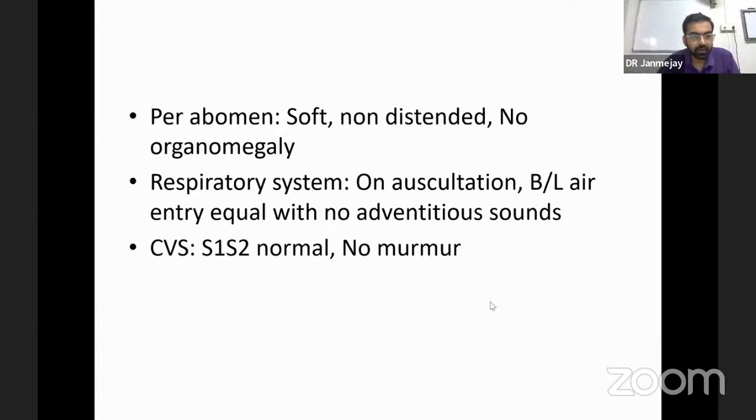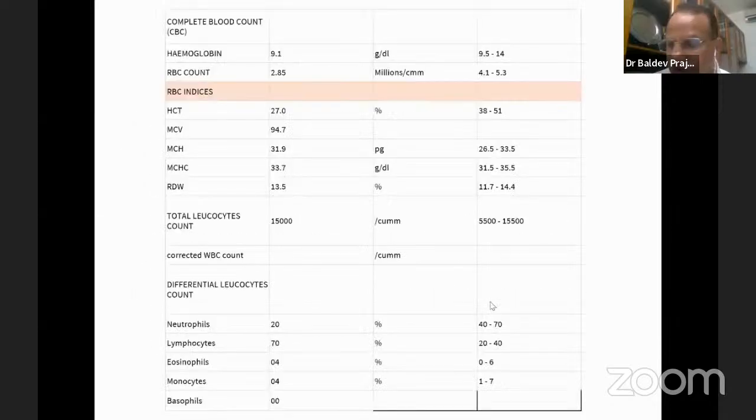Other system examination: per abdomen is soft, non-distended, no organomegaly. On respiratory system examination, on auscultation, bilateral air entry equal with no adventitious sounds. On cardiovascular system examination, S1, S2 is normal, no murmur present. Okay, can you stop sharing?